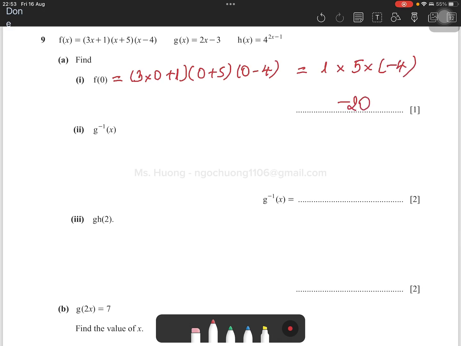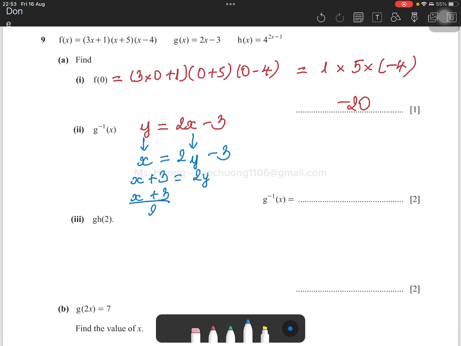Second question. Find the inverse of g of x. Let's rewrite g of x: y equals 2x minus 3. To find the inverse, we change y to x, and we change x to y. So x equals 2y minus 3. And now we need to make y the subject by adding 3 to both sides. Then we also divide both sides by 2 to find y. And this y will be the inverse of g of x. So the answer is x plus 3 over 2.